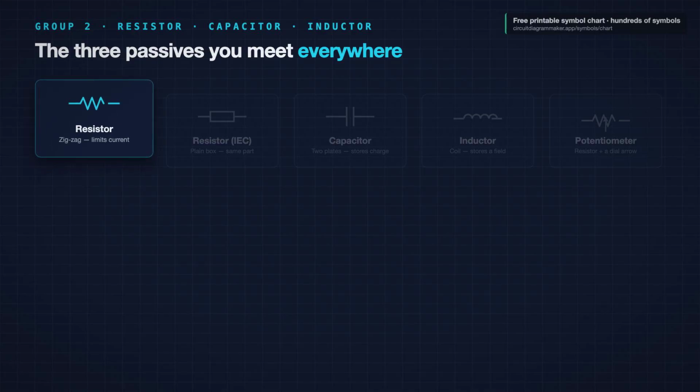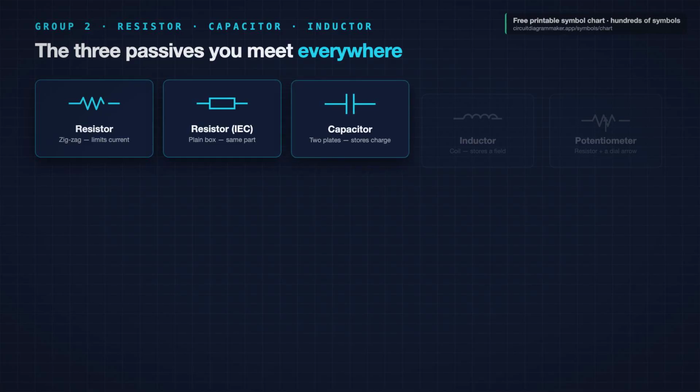And ground is the reference point, drawn as 3 shrinking lines. The 0-volt mark the whole circuit measures against. Cell, battery, DC source, AC source, ground. That is where every circuit begins.